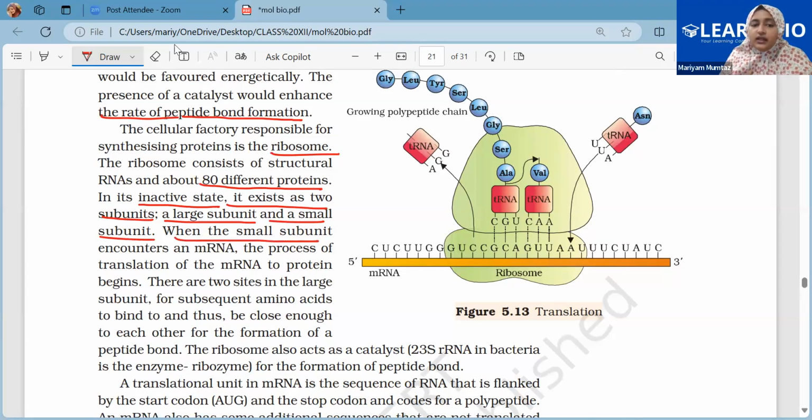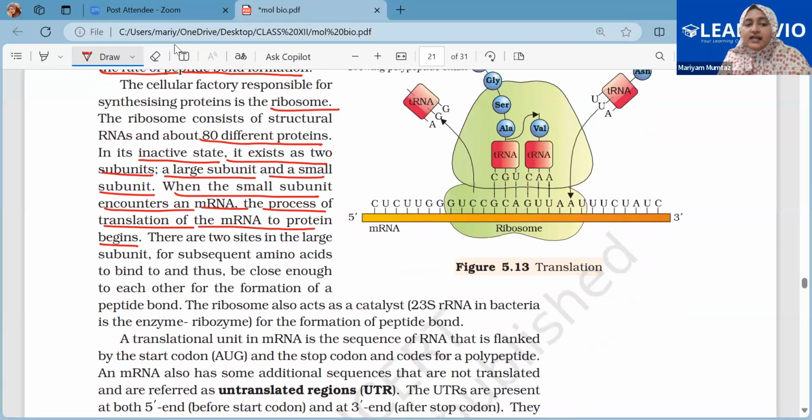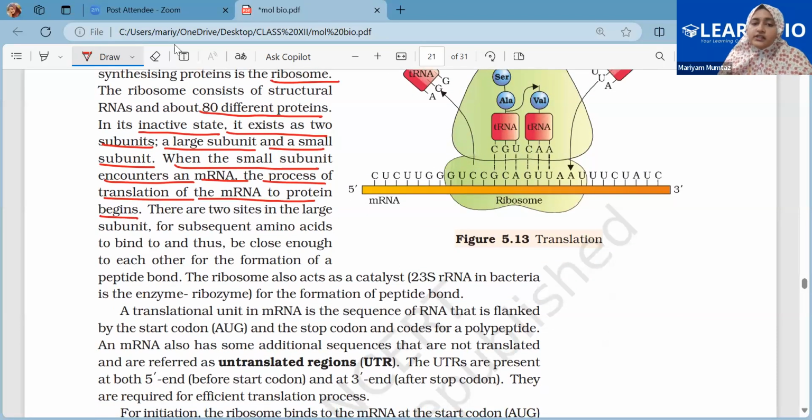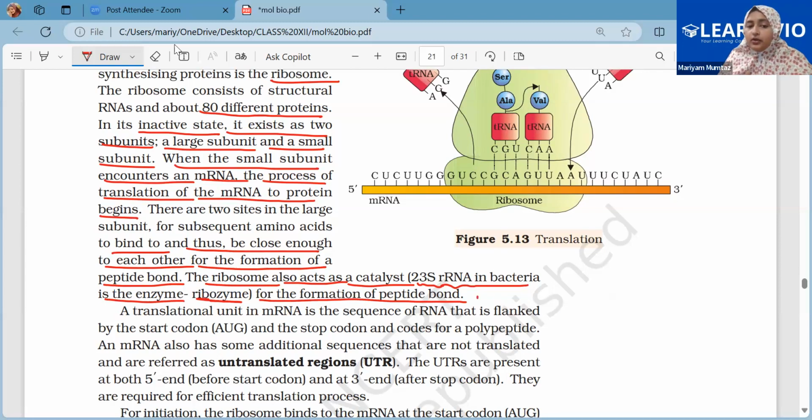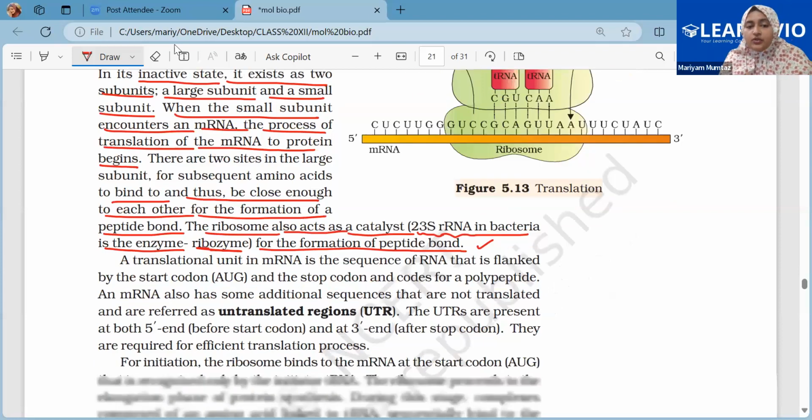When the small subunit encounters an mRNA, the process of translation of the mRNA to protein begins. There are two sites in the large subunit for subsequent amino acids to bind to and thus be close enough to each other for the formation of a peptide bond. The ribosome also acts as a catalyst; that is, 23S rRNA in bacteria is the enzyme known as ribozyme for the formation of the peptide bond. So, apart from synthesizing the proteins, it also acts as the enzyme, and that enzyme is ribozyme.